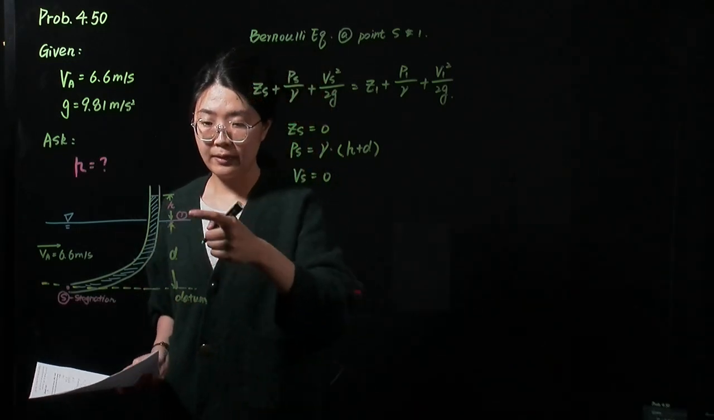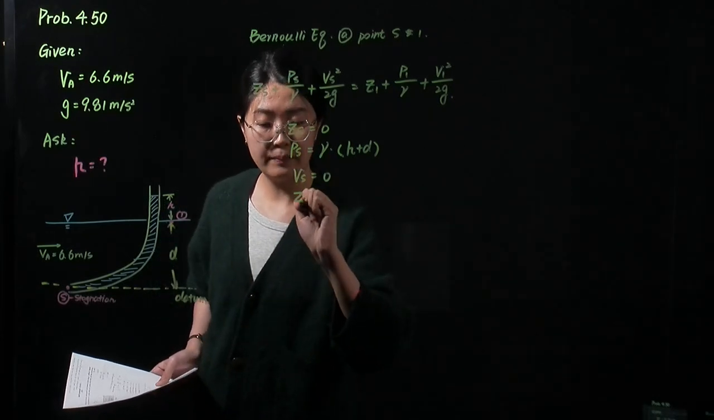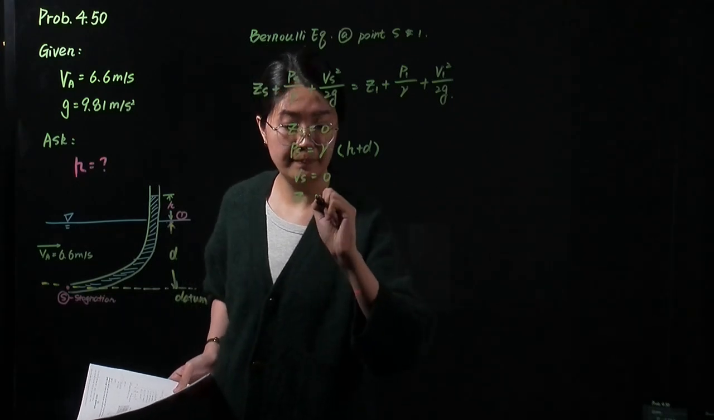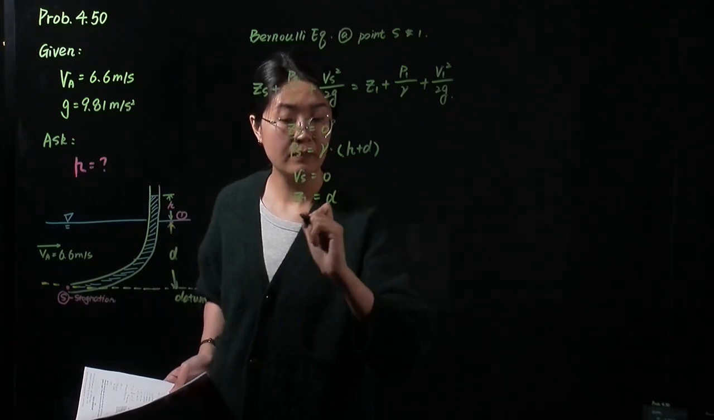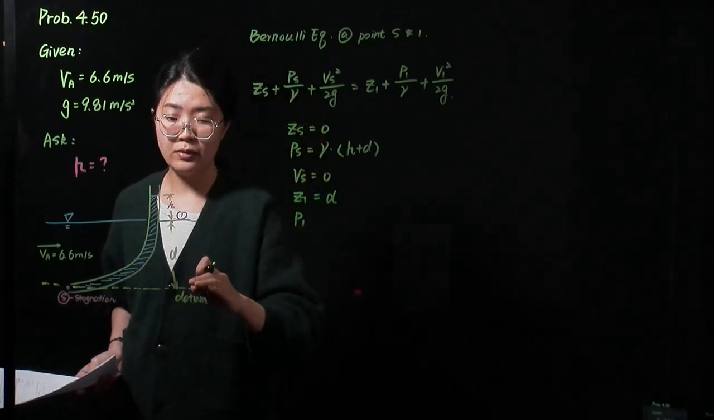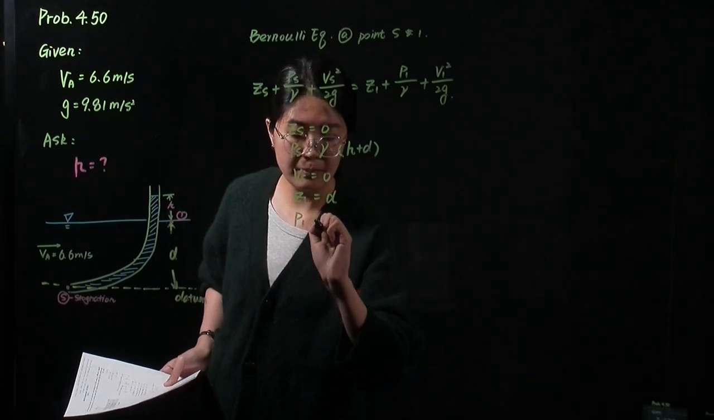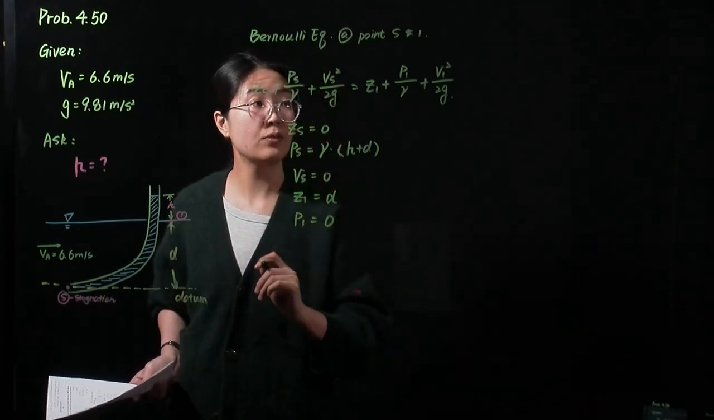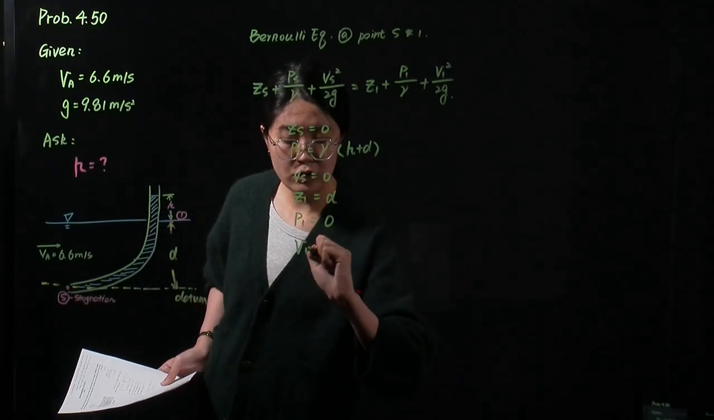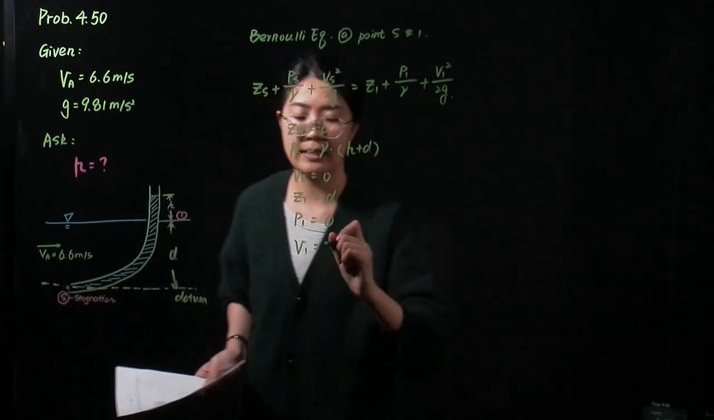Let's take a look at point A. The z1 equals this distance, d. And p1, because it's open to the atmosphere, the relative atmospheric pressure at this point equals 0. And v1 should equal the velocity of the flowing stream, 6.6.